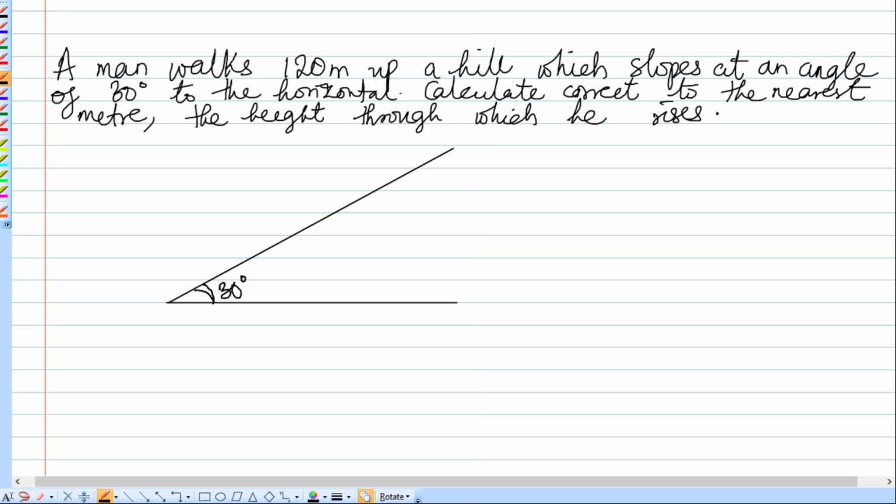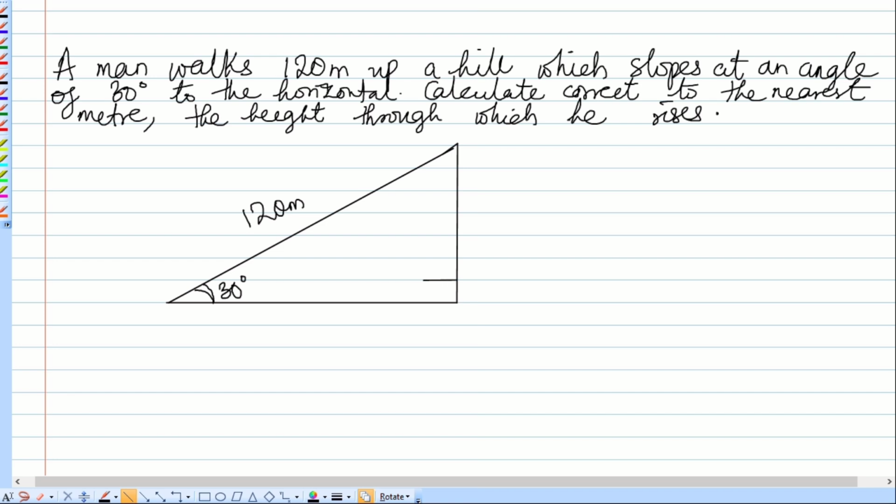And the distance he covered walking along the slope is 120 meters. So we're just going to put it there, 120 meters. So we also calculate, correct to the nearest meter, the height through which he rises. So you see that the height through which he rises is the height from the horizontal to this point. So that's the point you have there.